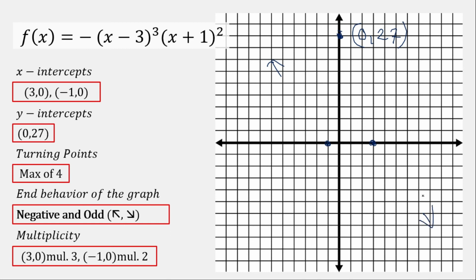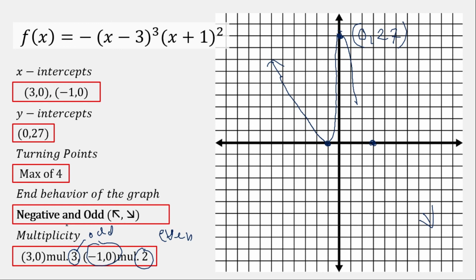Okay, now let's pay attention to this one. This is (-1, 0). It has a multiplicity of 2. 2 is even, and if it is an even number, it will just touch the x-axis. It will not cross the x-axis. Then look at this. This has a multiplicity of 3. This is odd. If that is an odd number, it will cross the x-axis.